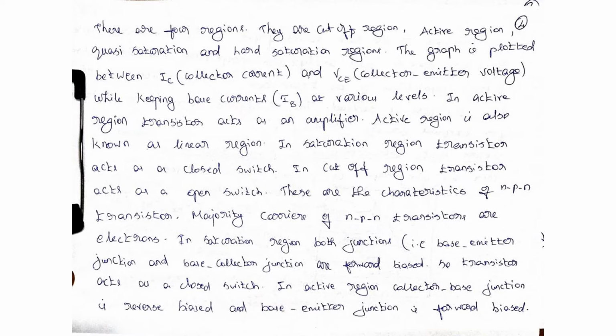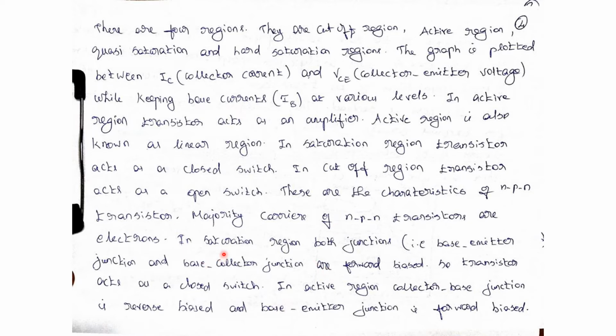In the active region, the transistor acts as an amplifier. The active region is also known as the linear region. In the saturation region, the transistor acts as a closed switch. But in the cutoff region, the transistor acts as an open switch. Majority carriers of the NPN transistor are electrons.